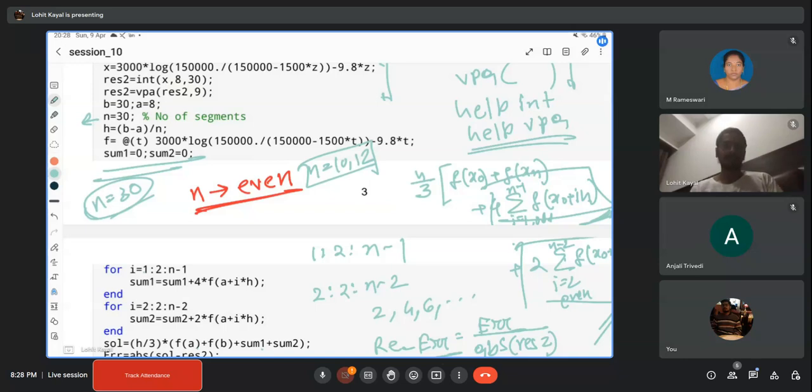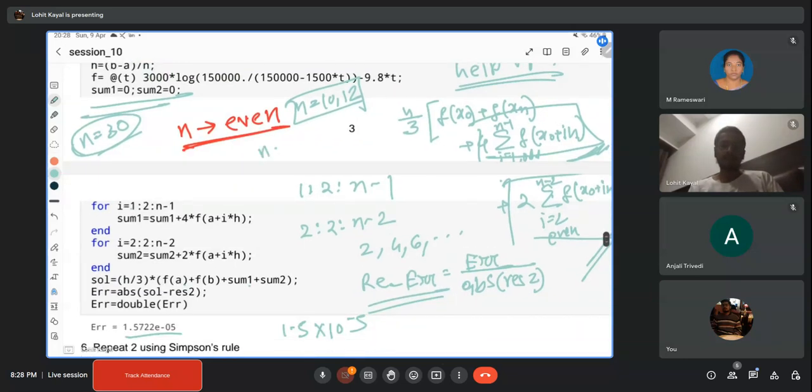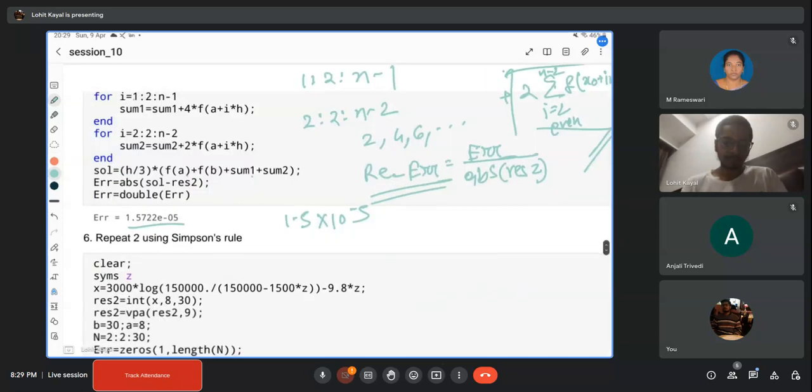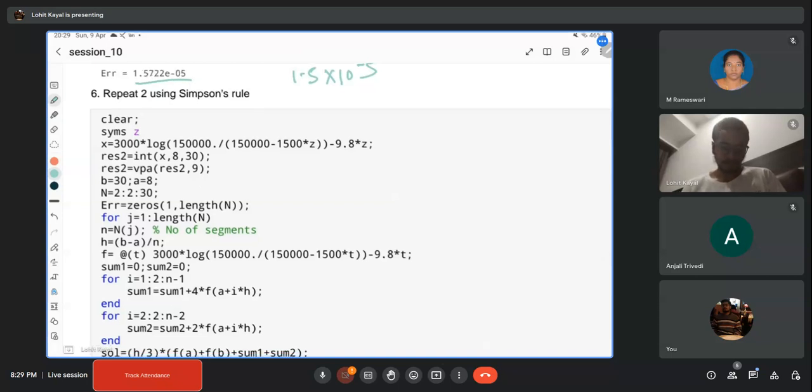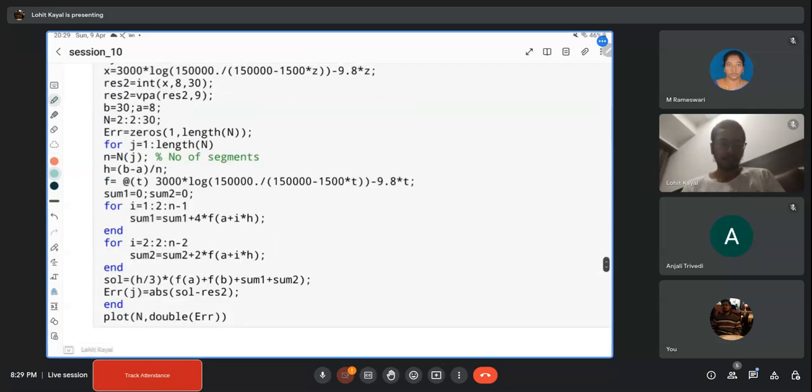Like the trapezoidal rule, what the trapezoidal rule can do in 30 steps, Simpson's rule can give you the same answer in 10 or 12 steps for this particular problem. Okay, for other problems there will be some other answers also. This may vary, but Simpson's rule will always give you a better approximation compared to the trapezoidal rule. Now I will do the error plot for Simpson's method.